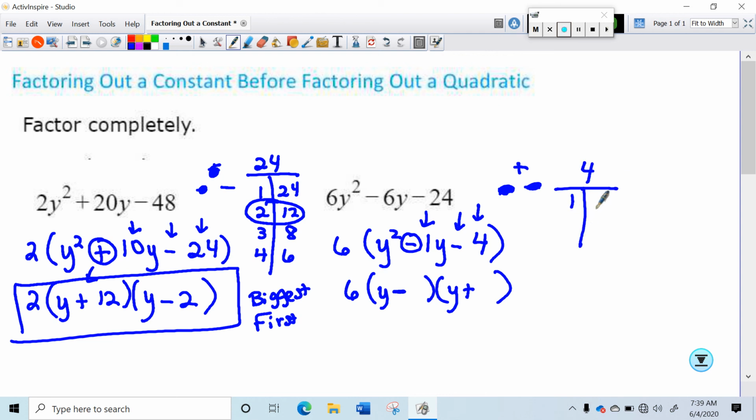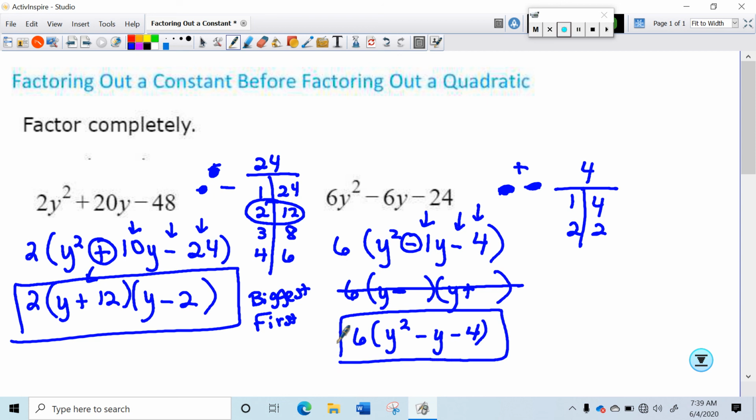So 4 divided by 1 is 4. 4 divided by 2 is 2. And then you're repeating yourself. So the factors of 4 that when you subtract them equal 1. Well, 4 take away 1 is 3. And 2 take away 2 is 0. There are none that work. Okay? So if there are none that work, you can't factor it. So what you had in the previous step above it would be your final answer for that one.